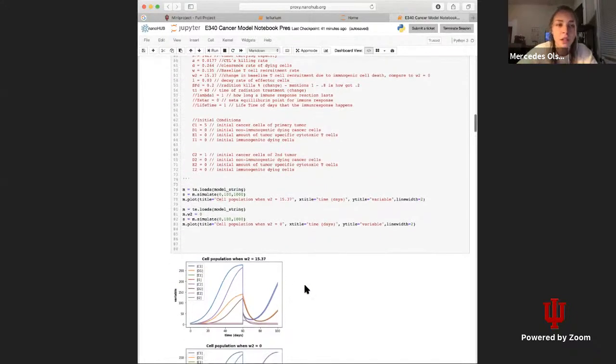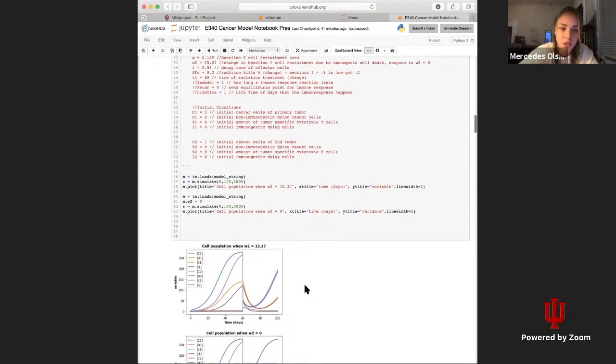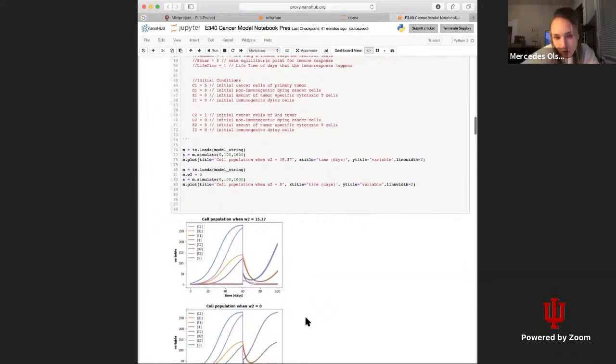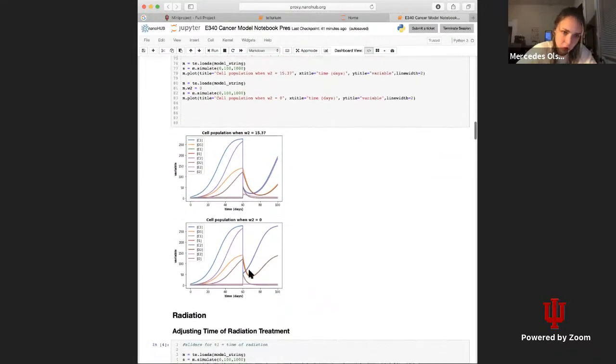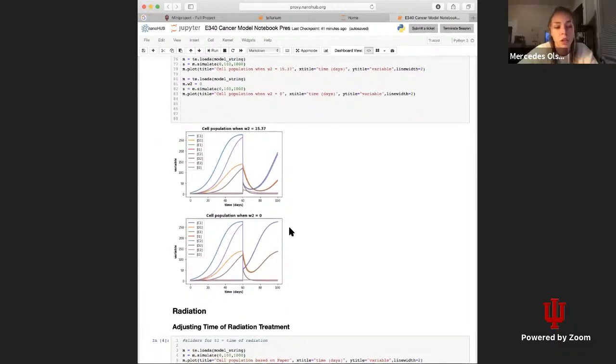And then in the second graph, you can see the W2 is changed to 0 to represent how there was no change in the baseline T cell recruitment. So it's just something to look at. And then later on, we'll adjust what W2 looks like just in one tumor.